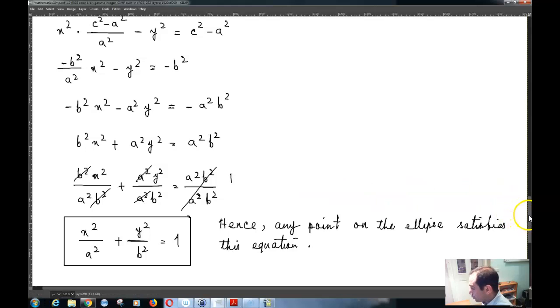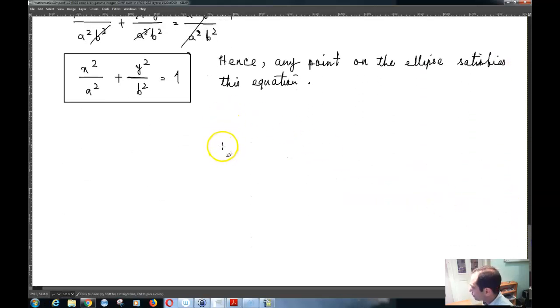Now, one more thing that we need to show here is that if any point satisfies this equation, that point is going to be on the ellipse. So that would be the converse of what we have shown right now. What we have shown is that any point on the ellipse will satisfy this equation. If you show that any point that satisfies this equation is also on the ellipse, then you can safely say that this is an equation for basically that sort of ellipse that we started with.